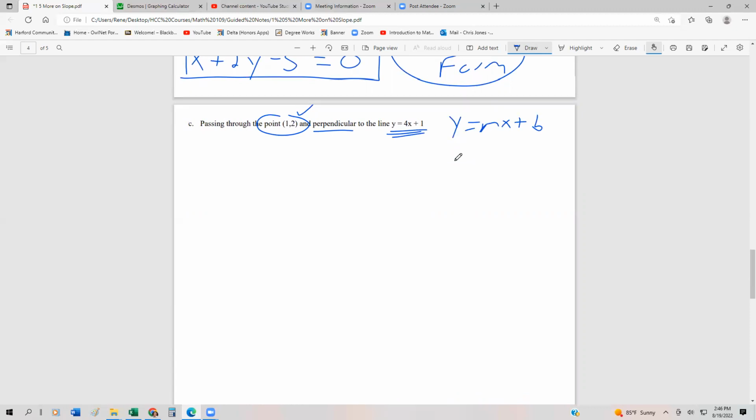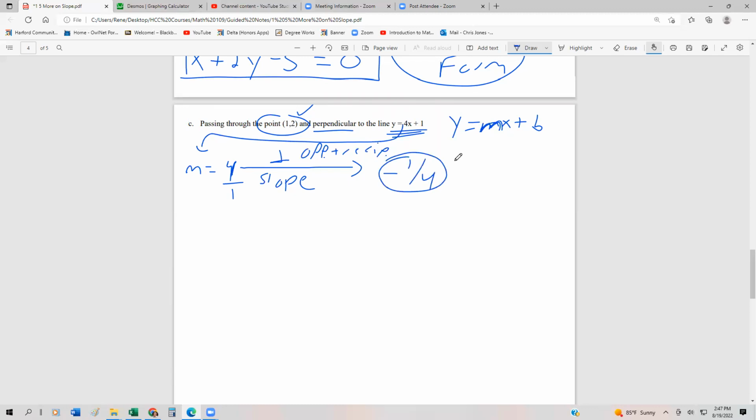Okay, and we know that if we have the equation solved for y, then the coefficient means that the slope of this is going to be 4. So the slope of this line, I'm going to call it m, is equal to 4, but I don't want 4. What I want is the perpendicular slope. And we recall that to find a perpendicular slope, we need the opposite and reciprocal. Okay, so we can think of 4 as 4 over 1, and so the perpendicular slope is going to be negative 1/4 if we flip that over.